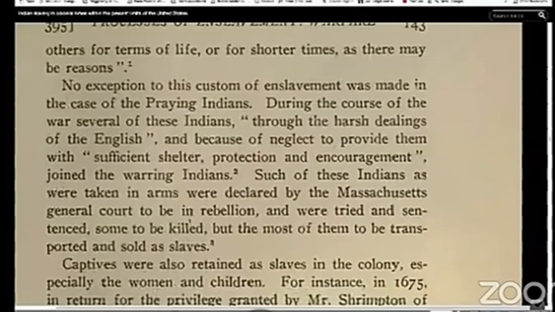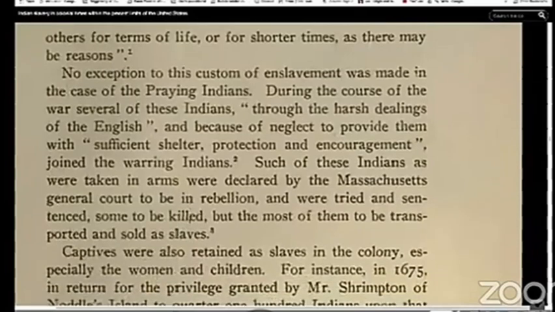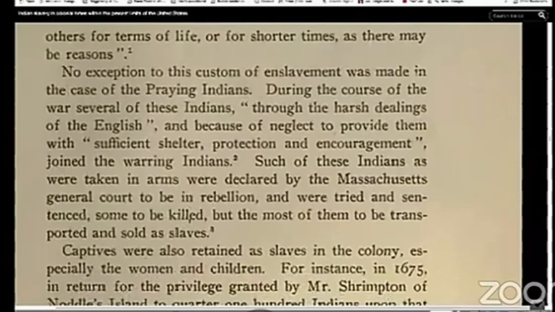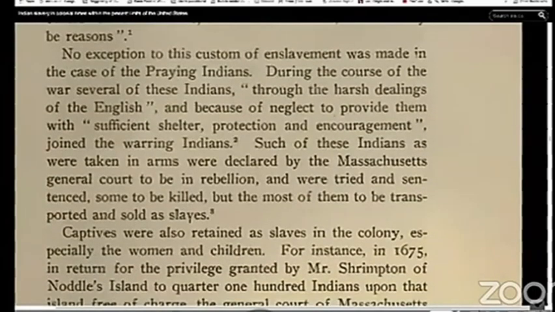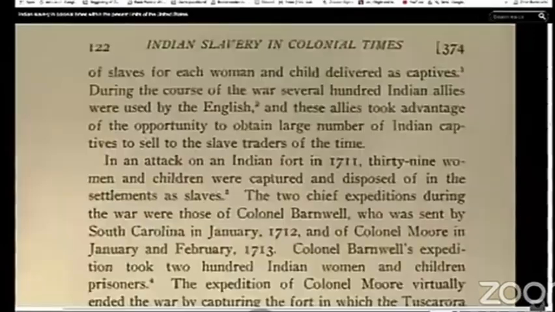During the course of the war, several of these Indians, through the harsh dealings of the English, and because of neglect to provide them with sufficient shelter, protection, and encouragement, joined the warring Indians. Such of these Indians as were taken in arms were declared by the Massachusetts General Court to be in rebellion and were tried and sentenced, some to be killed, but the most of them to be transported and sold as slaves. Hear that? In an attack on an Indian fort in 1711, 39 women and children were captured and disposed of in the settlements as slaves.